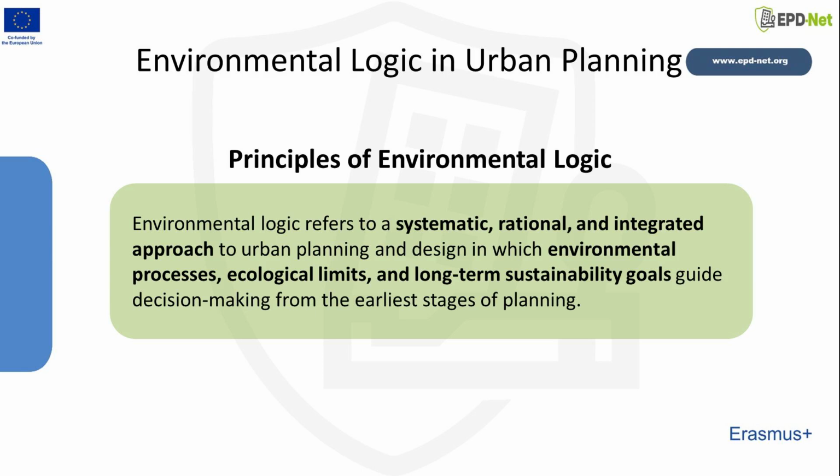Environmental logic is about designing cities that work in harmony with natural systems rather than against them. It emphasizes a systematic, rational, and integrated approach to urban planning, one that respects environmental processes, ecological limits, and long-term sustainability goals. This means that from the very beginning of the planning process, environmental conditions are treated as guiding principles, not as constraints. Factors such as climate, topography, water, vegetation, and soil are considered early on, shaping how cities grow, how infrastructure is placed, and how spaces function.